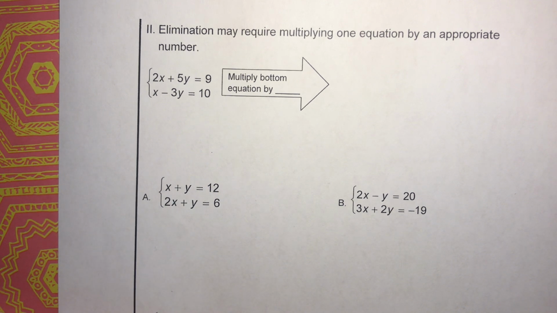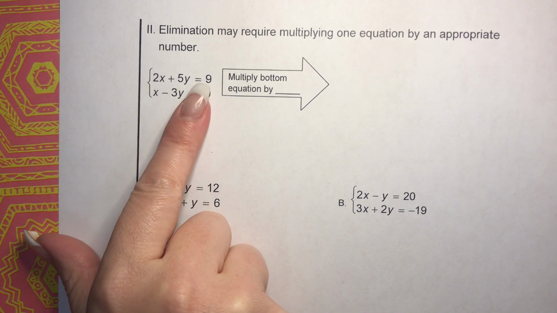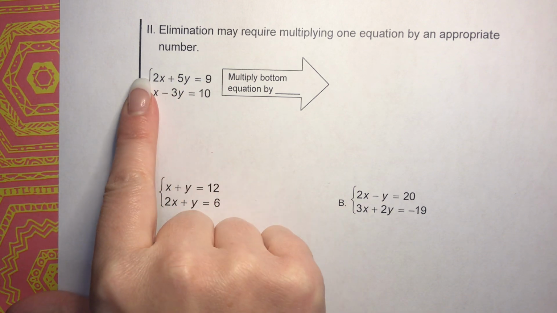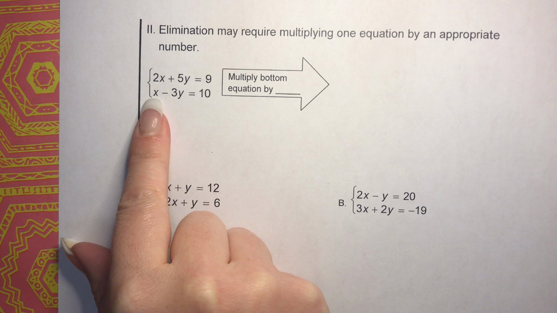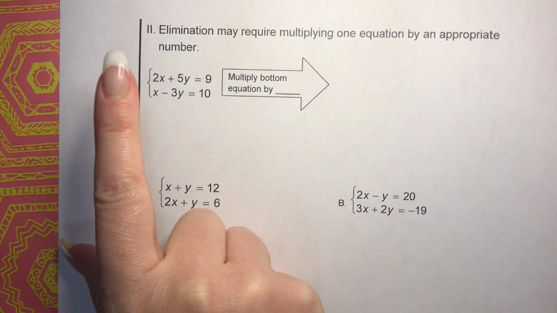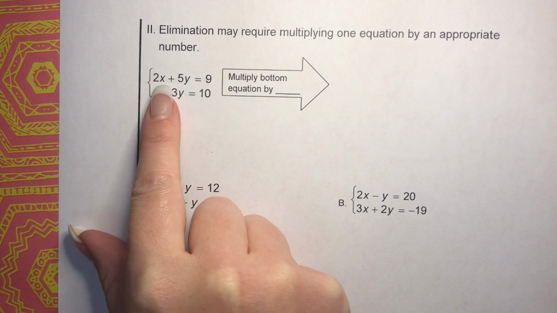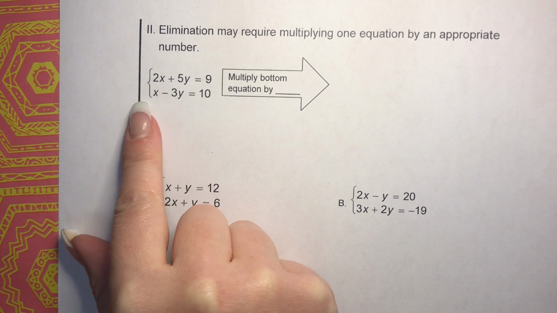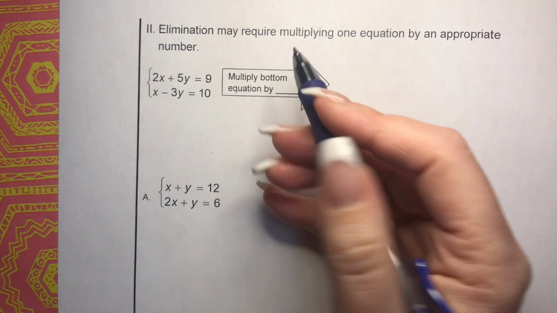So what we need to do is make one of them have the same number and opposite signs. We want to see what would be the easiest. When I look at the x, this is a positive 2x. So I think the easiest would be to make this x into a negative 2x. We do that by multiplying this entire equation. You can't just multiply the x, because everything has to stay equal when you're dealing with equations. So you have to multiply the whole equation by negative 2.